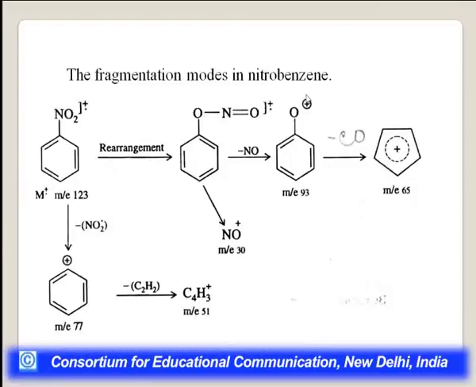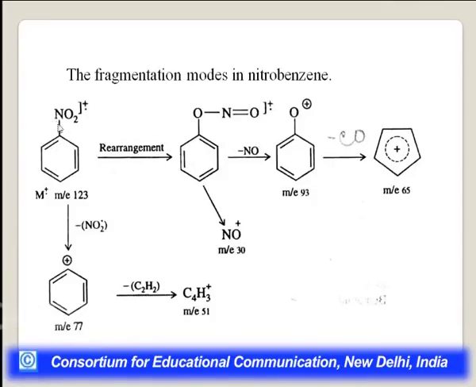Here you can see the fragmentation pattern of nitrobenzene. This is nitrobenzene, and more precisely, it is the molecular ion of nitrobenzene. And do you know how the molecular ion gets formed from nitrobenzene? By the bombardment of high energy electrons. Now you can see that by rearrangement we will have this kind of a structure.